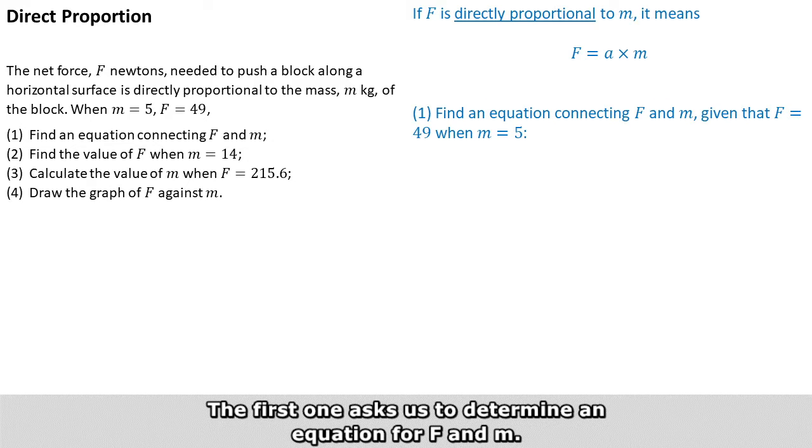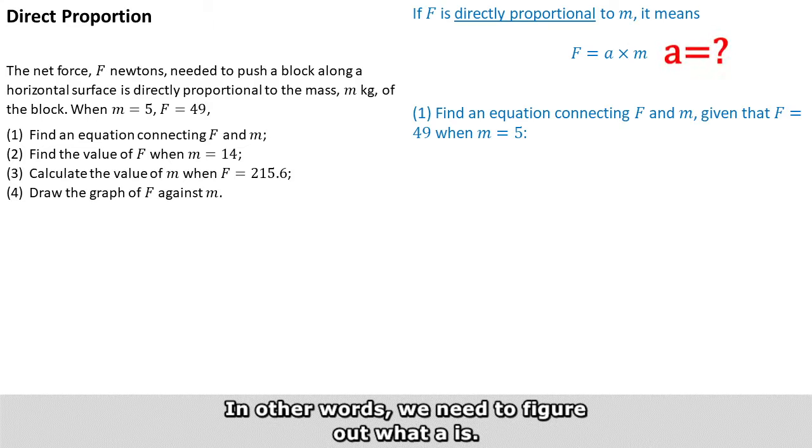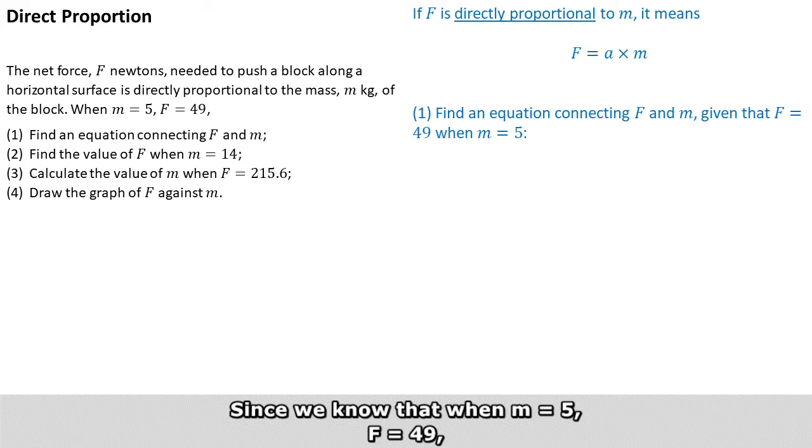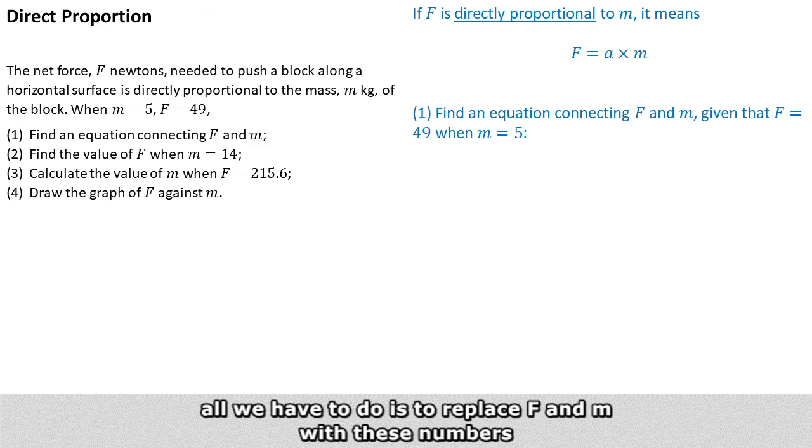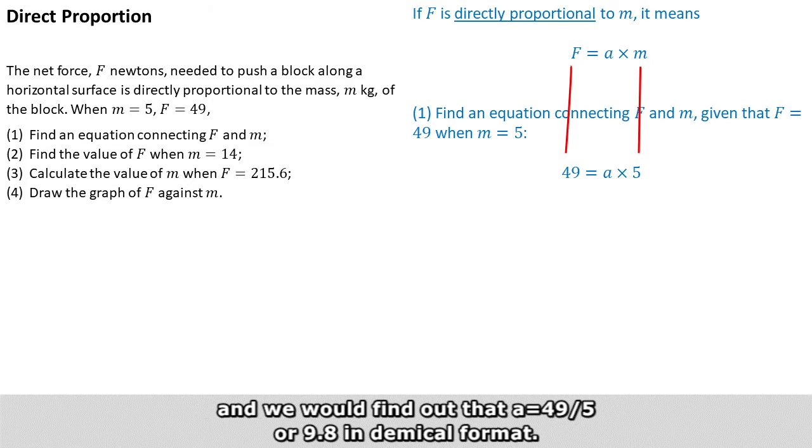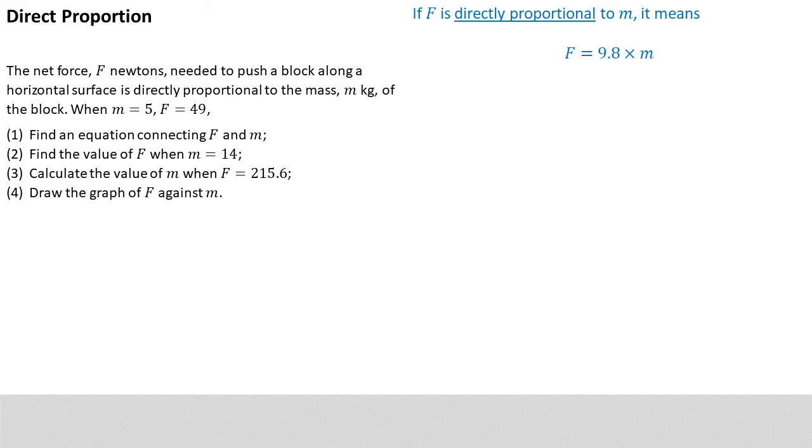The first one asks us to determine an equation for f and m. In other words, we need to figure out what a is. Since we already know that when m equals 5, f equals 49, all we have to do is to replace f and m with these numbers. And we will find out that a equals 49 over 5, or 9.8 in decimal format. So the equation we get is f equals 9.8 times m.